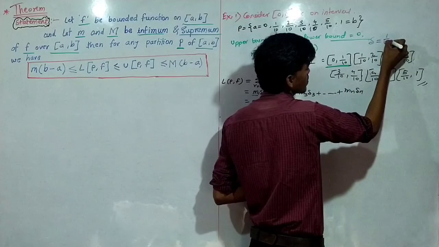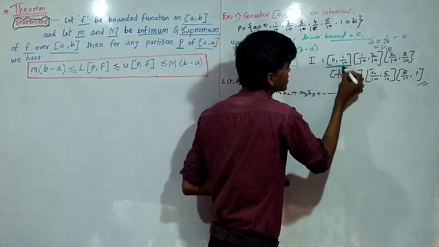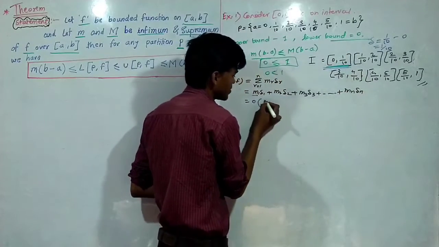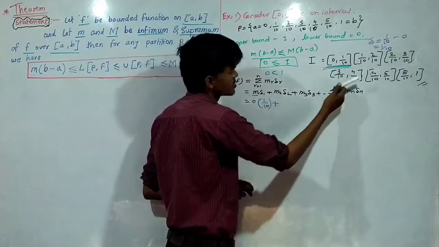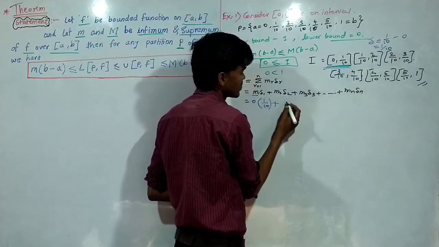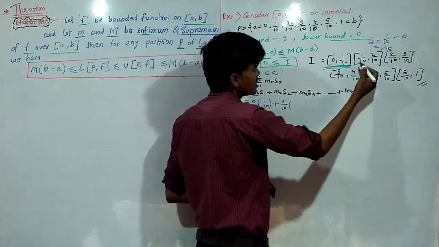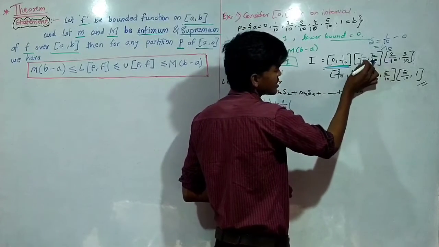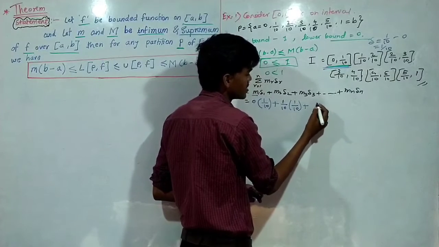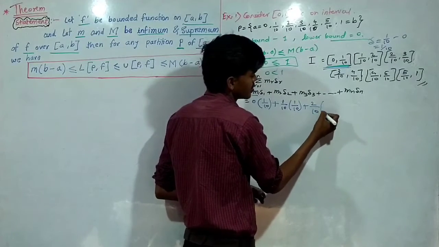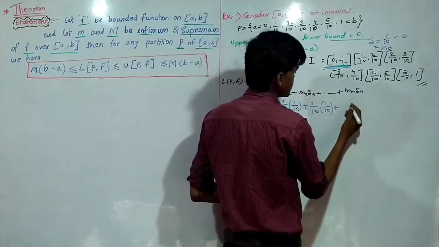Final term is 1 by 10 minus 0, that is 1 by 10. Delta 1 is the length of that particular interval, which is 1 by 10, plus m2, the lower sum, that is the infimum of this second subinterval, which is 1 by 10, into delta 2. Again, for this final term minus initial term, we will get 1 by 10. Plus m3, that is 2 by 10, into 1 by 10, and so on, for all these intervals.